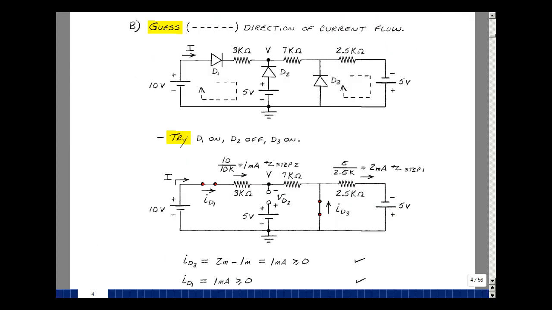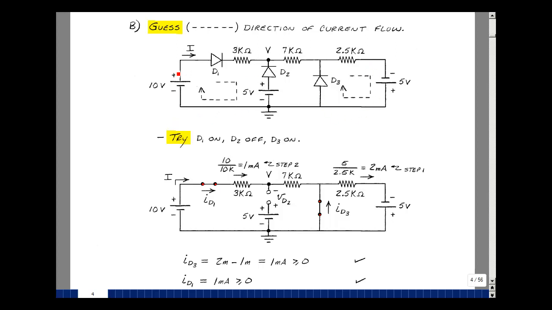Here's my second problem. I'm going to assume this is a practical problem. I'm going to assume that current comes out of the most positive power supply and goes into the most negative power supply. And what that's saying is that the most positive power supply is generating power, and the most negative power supply is also generating power. So if I do that, I would think that current would want to flow this way, and this way.